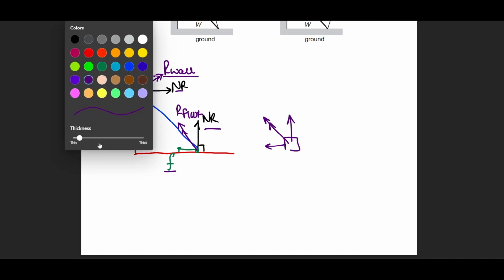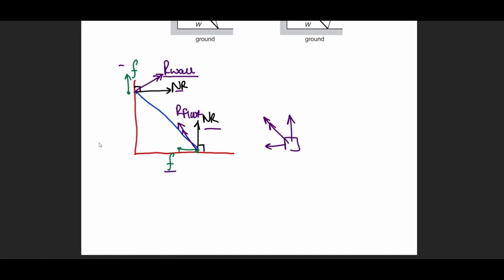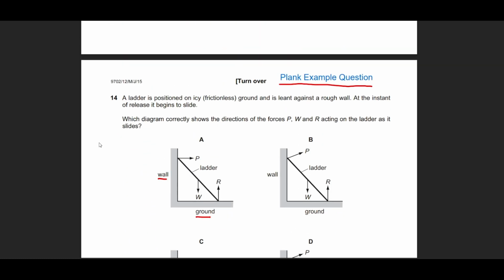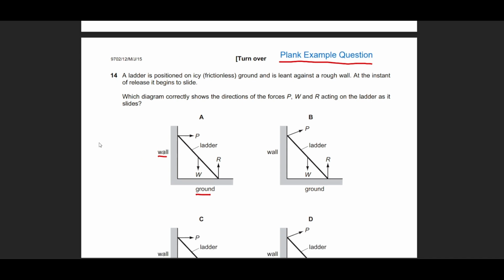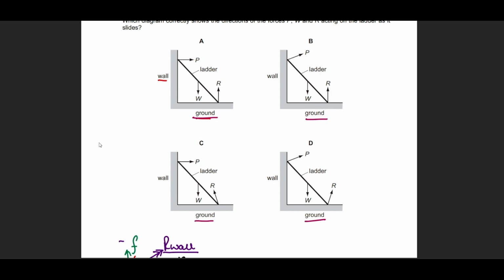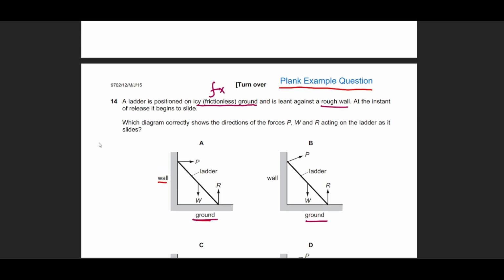Now be advised that if he says in the question that the floor or the ground is smooth, that means that the friction does not exist. If he says that the ground and the wall are rough, then the friction exists. So if the friction ceases to exist, then only normal reaction will be the resultant of that situation, okay, for that specific side. So let's read the question, what he says. He says that it's an icy frictionless ground, which means that from the ground, we can ignore the friction. Friction will not exist, okay? And the wall is rough. That means the friction will exist for the wall only.